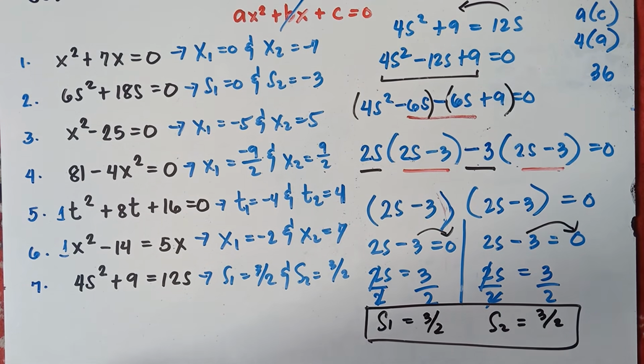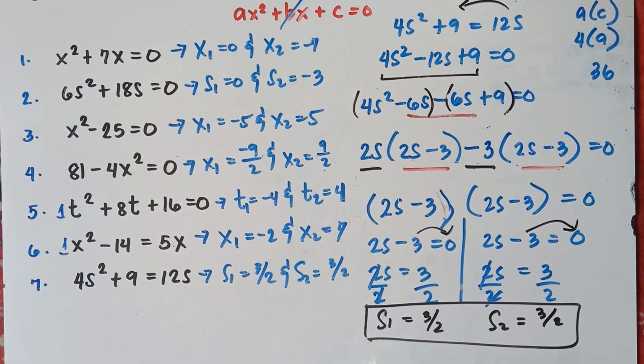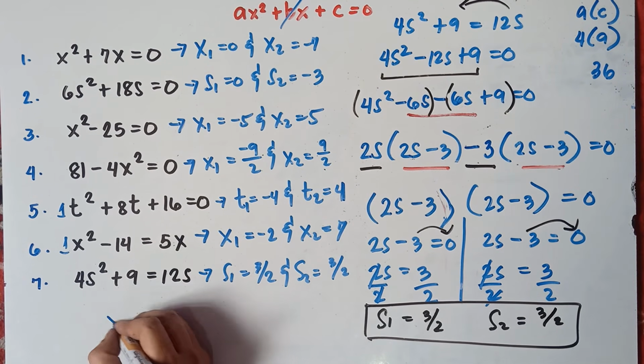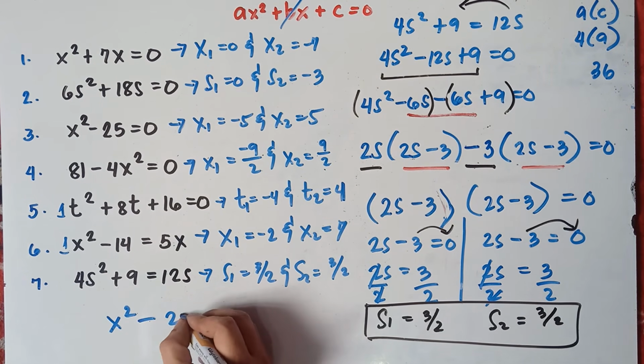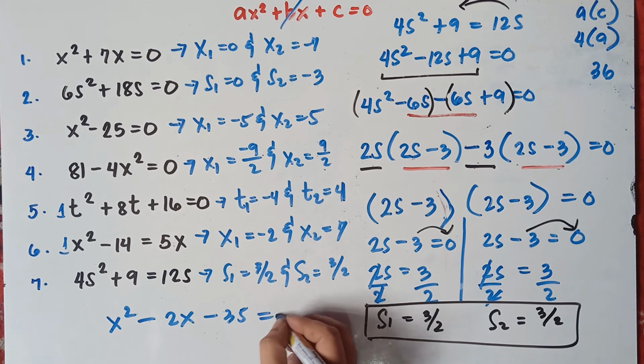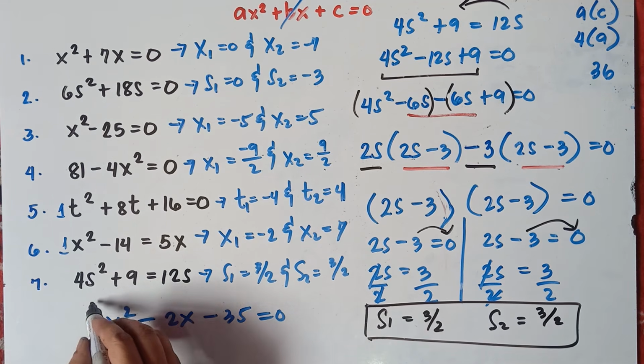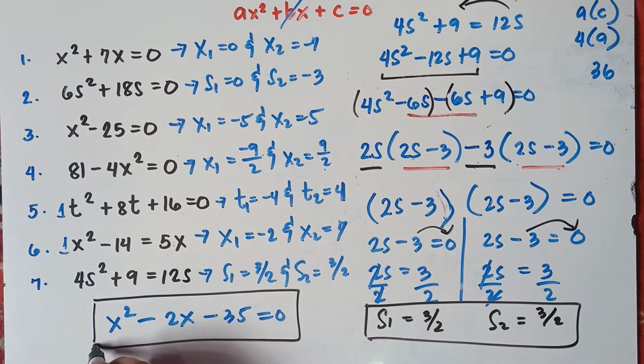So that's it, class. That's how you solve equations by factoring and then find the roots. You try this one, class, and put your answer in the comment section down below. x squared minus 2x minus 35 equals 0. Find the roots of this given quadratic equation.